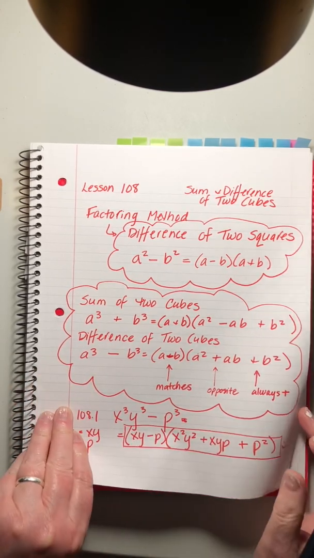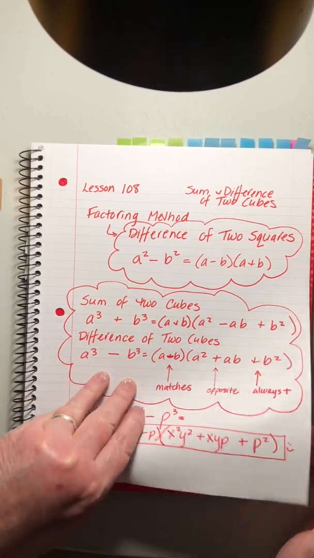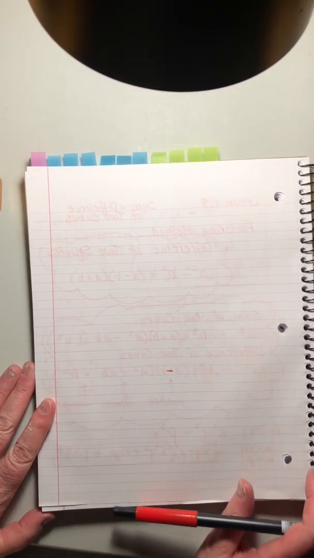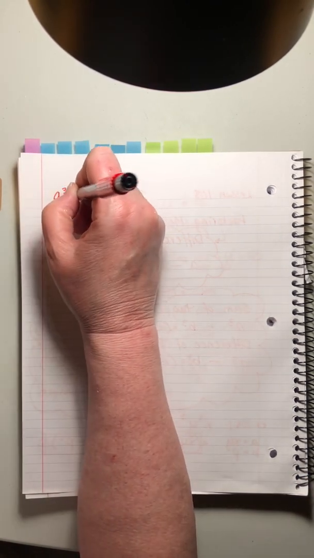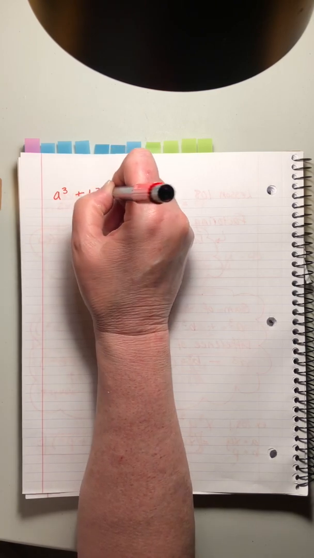All right, now I have to flip away from my beautiful formulas, and you know what that means. That means I have to write them over again. Oh. All right, you're going to do it with me. Ready? It's going to be fun. All right, start by doing this. A cubed plus b cubed.